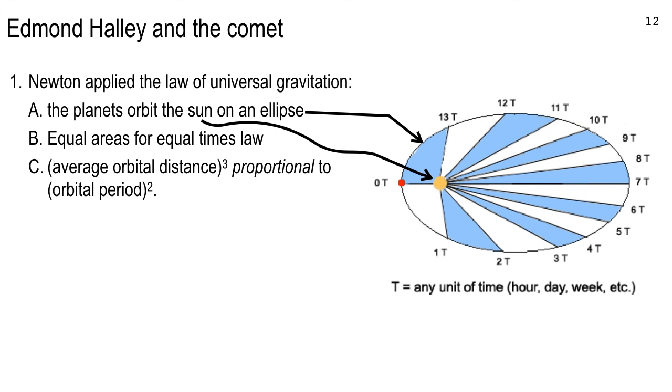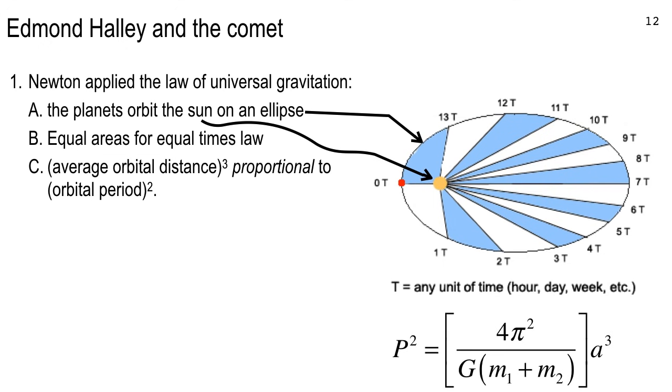Question? Really? How about an equation then? There it is. So this is what Sir Isaac Newton figured out. Kepler figured it out for the planets. This is actually true for any pair of orbiting objects.